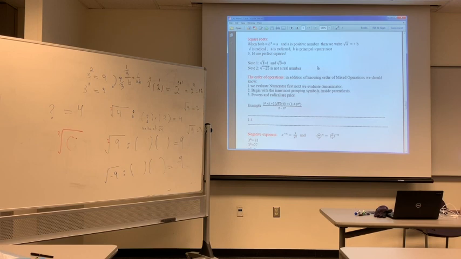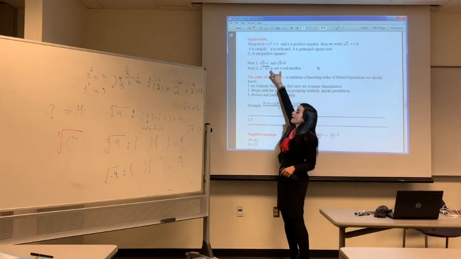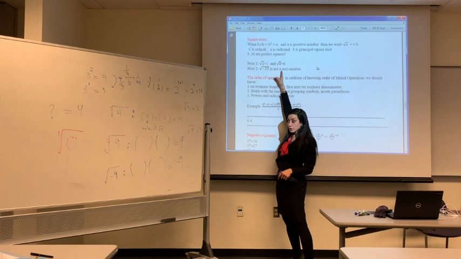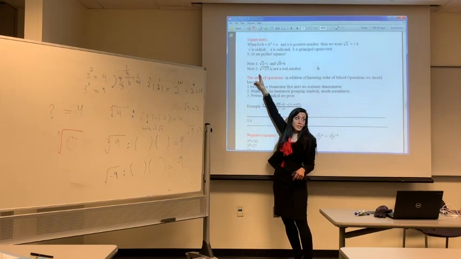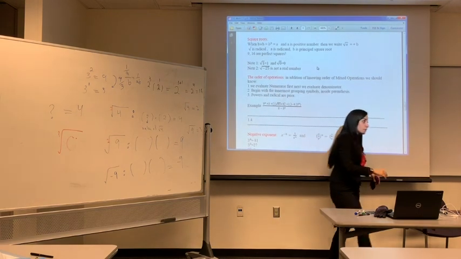The square root of 0 is? 0. Always. So you should always remember this too. We have it in notes. So the square root of 0 is 0. The square root of 1 is 1. These two, always remember that.